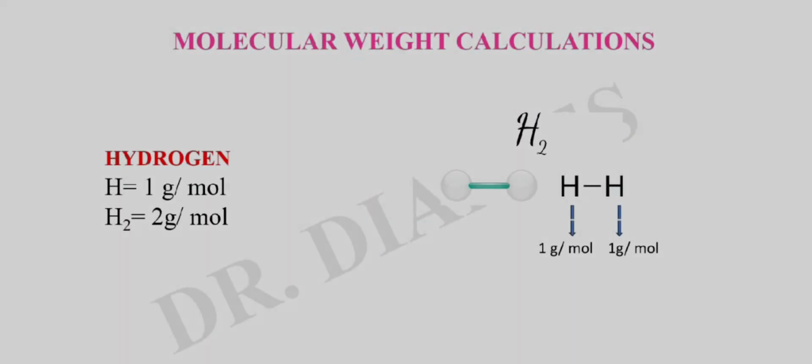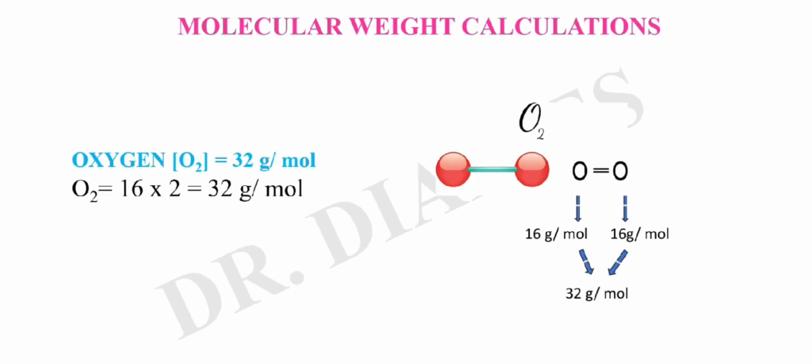Let us see a few examples to understand in more detail about the molecular mass. Hydrogen. The molar mass of hydrogen is 1, so it is written as 1 gram per mole. Oxygen. The molar mass of oxygen is 16 grams. 2 times 16 equals 32 grams. So the molecular weight of oxygen, O2, is 32 grams per mole.